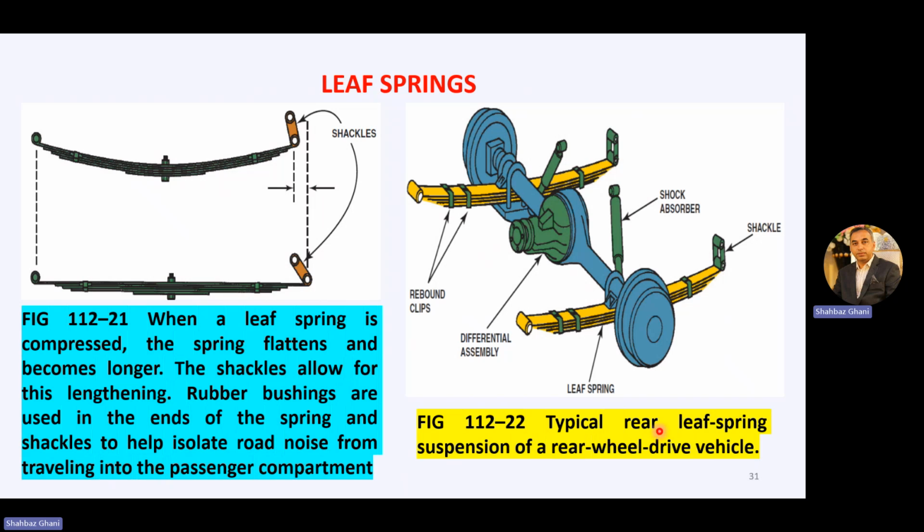Now, a typical rear leaf spring suspension of a rear wheel drive vehicle. Here we have this differential assembly, and the differential half axle shafts are going to the wheel hubs. And then we have a leaf spring. Here is the hanger and it is shackled here. We have a shock absorber, and these are the rebound clips which are attached to each leaf spring, and there is a U-bolt here to maintain its center on the axle shaft.